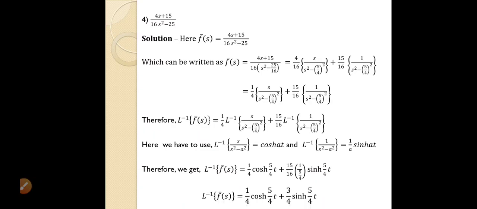There will be no change in the first term. 1 by 4 cos hyperbolic 5t by 4 plus 5 3s are 15 and 4 4s are 16. So it becomes 3 by 4 sin hyperbolic 5t by 4. So this is our required f of t whose Laplace transform is given to us.